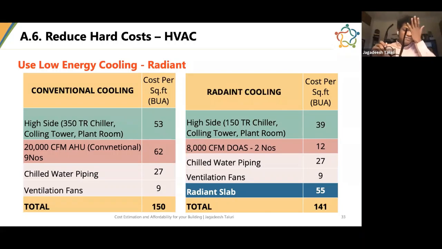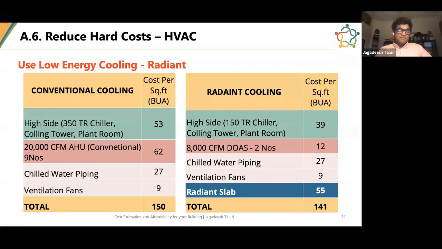I've built a low-rise building, 5 floors. I have done my window wall ratio properly. I have used proper glazing, proper shading. After doing everything, I still will have to use a 350 ton chiller instead of the 480 ton chiller we saw before. And to be able to supply the air as per the ASHRAE requirements and other things, I will have to use 9 air handling units of 20,000 CFM each. Then the chilled water piping, ventilation fans and everything. So let's say it costs around 150 rupees a square foot of built up area, not the conditioned area.